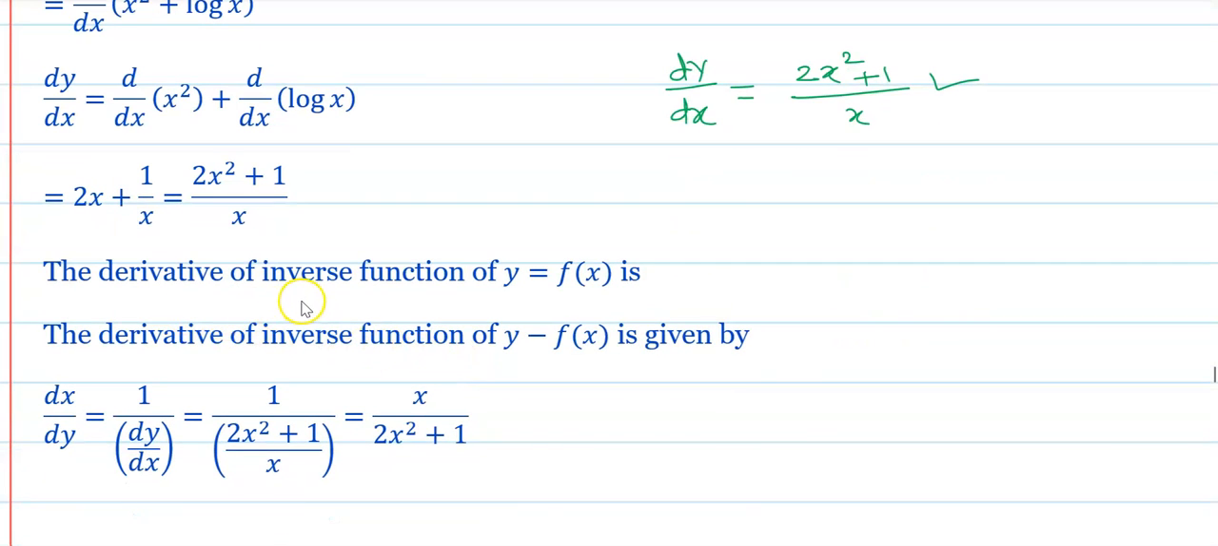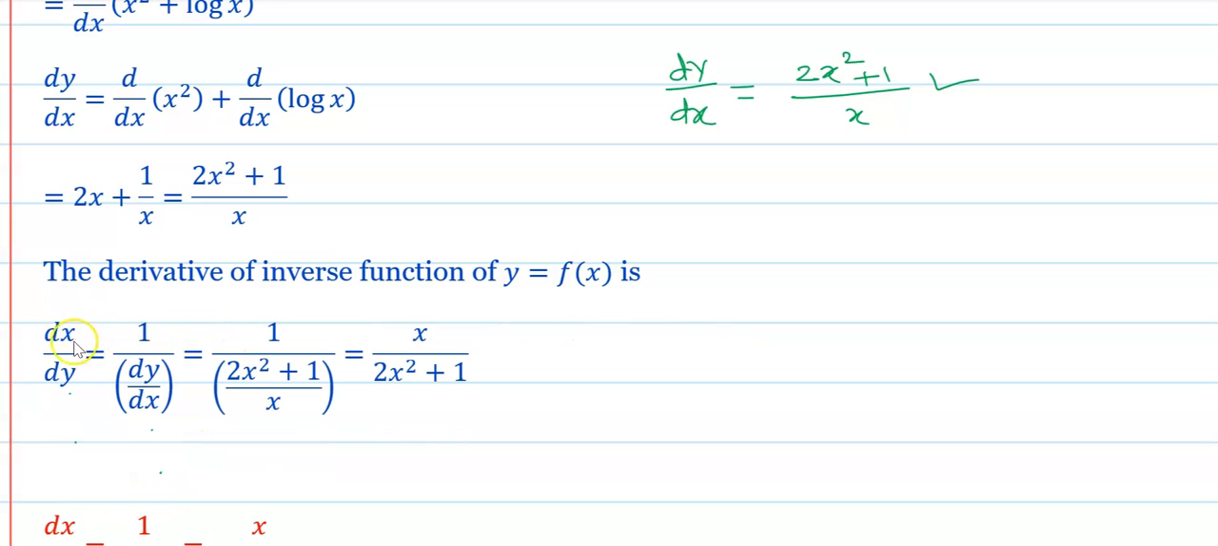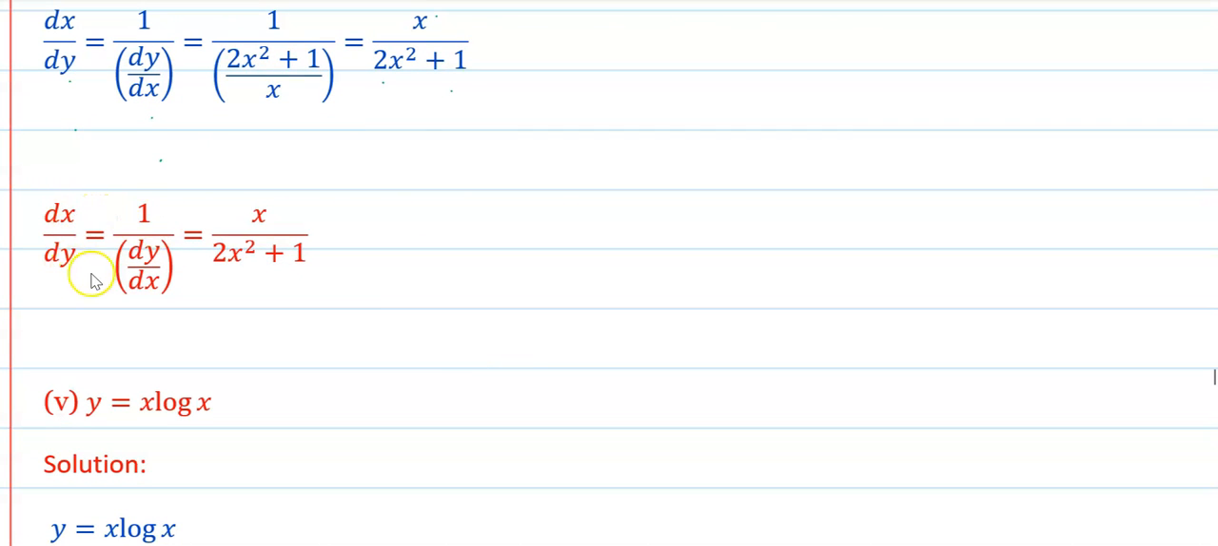The derivative of the inverse function y equals f of x is dx upon dy equals 1 upon dy by dx. Therefore dx upon dy equals 1 upon dy by dx, and dy by dx is 2x square plus 1 upon x. Taking the reciprocal, you will get x upon 2x square plus 1, and hence dx upon dy is equals to x upon 2x square plus 1, and this is the answer.